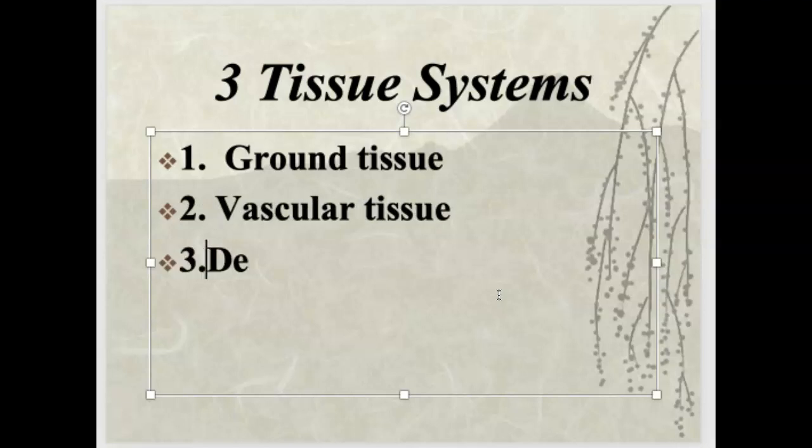And then number 3, dermal tissue. Okay, so those are going to be the 3 tissue systems we want to explore, take a look at what they do, and look at examples of cell types within these tissue systems. So we'll be talking about that in the second part of our lecture.